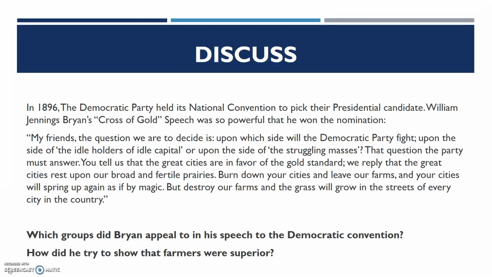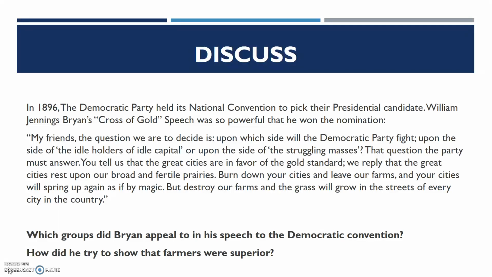So I want you to look at this document and then think about the following questions. So in 1896, the Democratic Party held its national convention to pick the presidential candidate, and William Jennings Bryan delivered this speech, the Cross of Gold speech, and it was so powerful that he won the nomination.